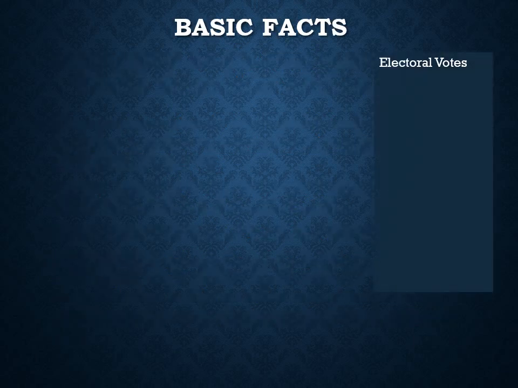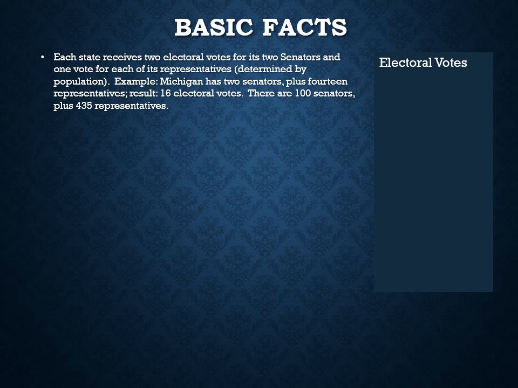Now, some basic facts here for starters. Each state gets 2 electoral votes for its 2 senators, and then 1 vote for each of its representatives, its members of the House of Representatives. Now, the House of Representatives is determined by population. But each state gets 2 senators. So, for example, Michigan has 2 senators plus 14 representatives based on its population in the last census, which was 2010, for a total of 16 electoral votes.